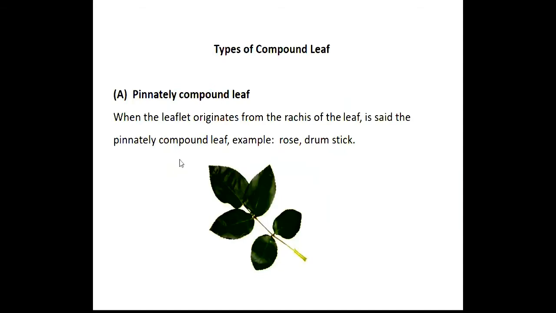So what is pinnately compound leaf? When the leaflets originate from the rachis of the leaf, it is said to be pinnately compound. This is the rachis, and the leaflets just grow laterally from this rachis. You get the point here? This is an example of a rose leaf. This is a compound leaf, and this is the petiole. You will get a long structure here, that is the stipule, and there are 2, 4, 5 leaflets present in this pinnately compound leaf.